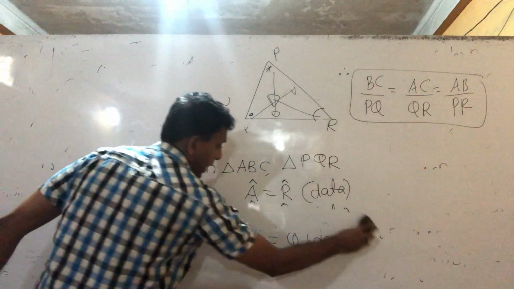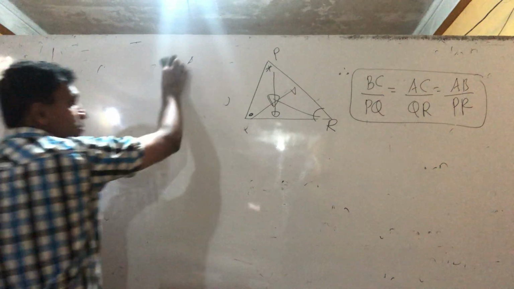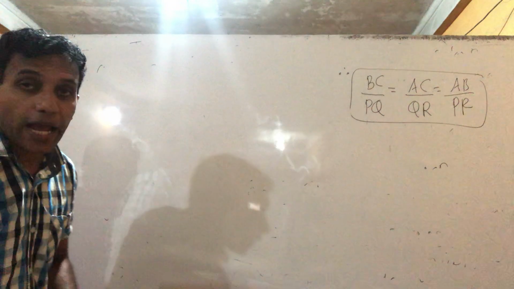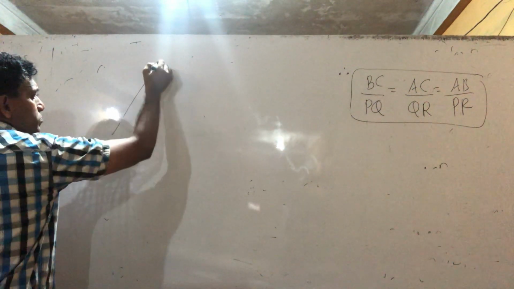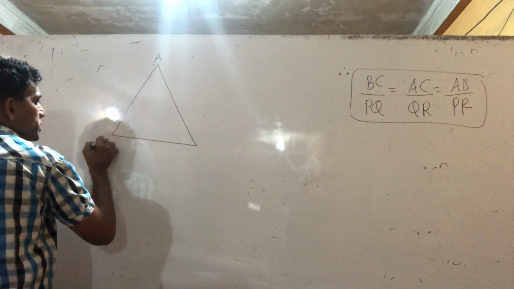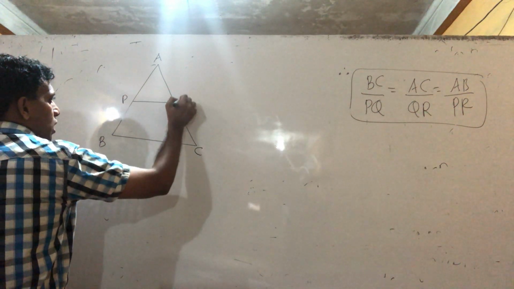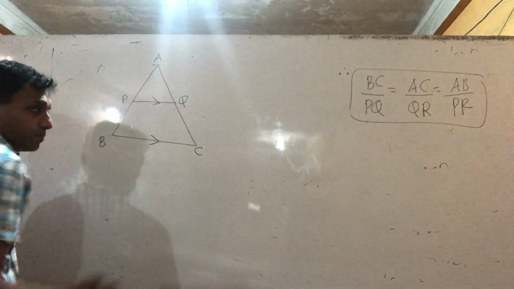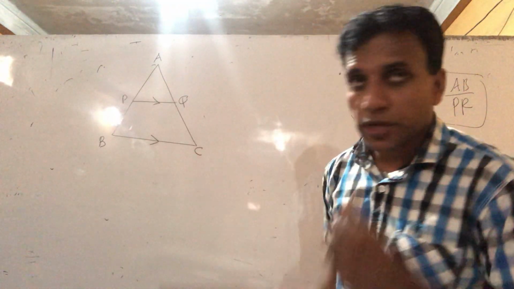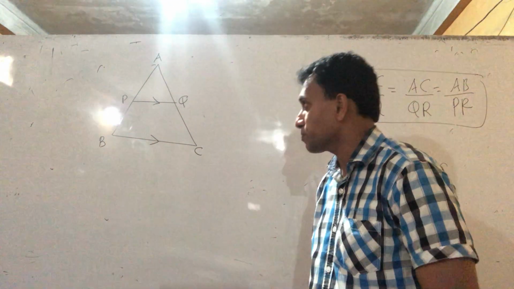See, for another diagram, I am now showing how to use this equiangular idea in all the future diagrams. See another diagram. I take a triangle ABC. Here is a PQ. These two are parallel. Draw this diagram: triangle ABC and PQ parallel to BC.